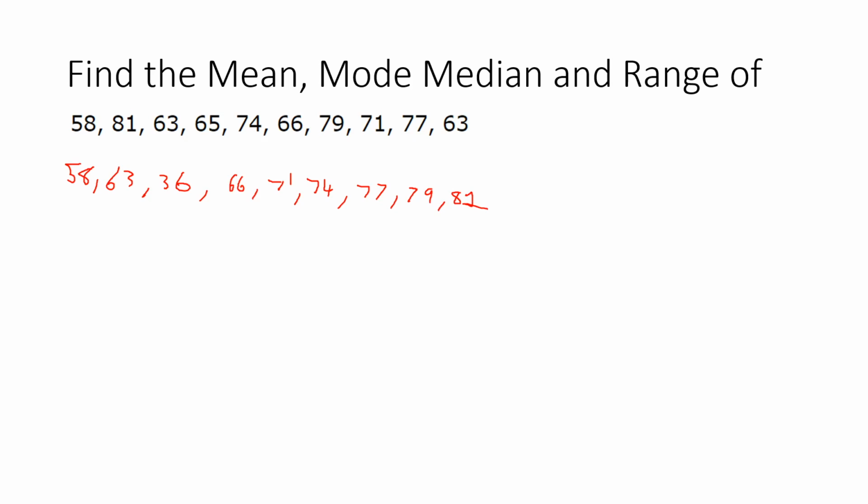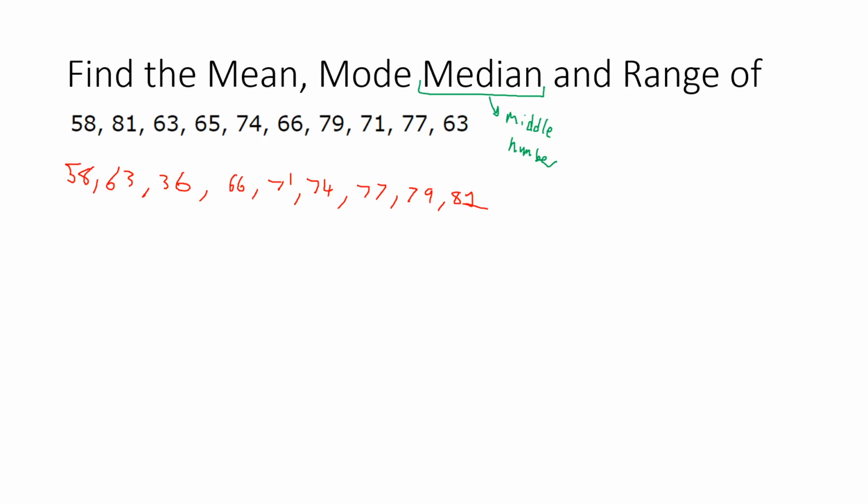Now let's go with all of these. The major reason why we want to put it in order is to find the median. The median is simply the middle number. Okay? So how many numbers are in here? 1, 2, 3, 4, 5, 6, 7, 8, 9.